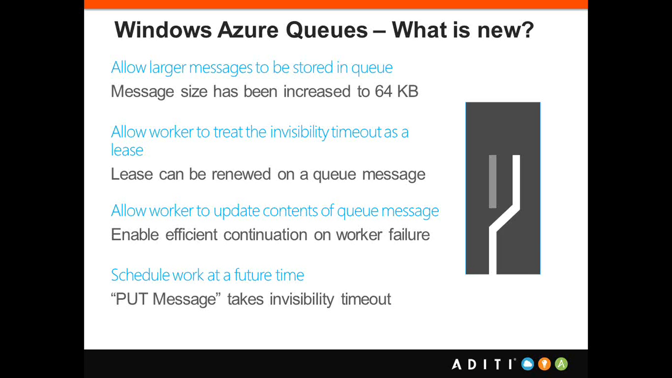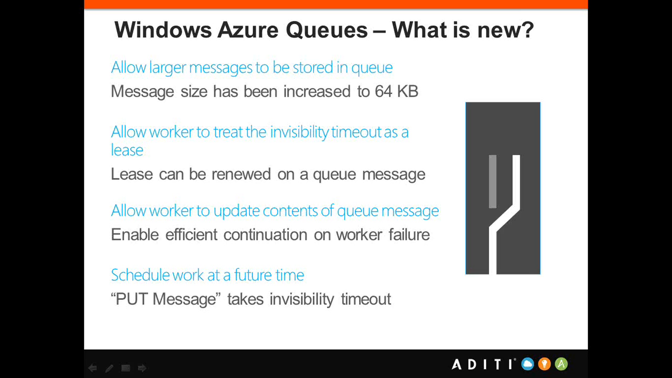For example, if you took out a message and said it should be invisible for 5 minutes, and in the process, while the worker role is processing that message, you figure out that 5 minutes are not enough, you can go back and renew that lease, so that you can extend it by 5 more minutes, so that no other instance of the worker role sees that message and starts processing it.